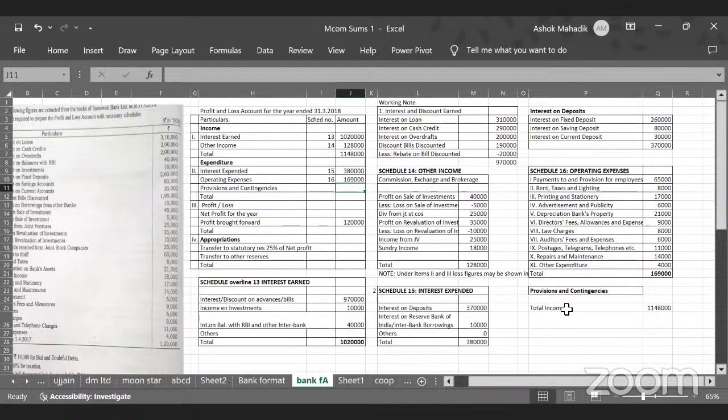So how to get that amount? First, you add all the incomes. I'll write it here. 13 plus 14. You know that this includes schedule number 13 plus 14. Clear? Then less expenses. This will include schedule number 15 plus schedule number 16. Are you getting it? So add those two schedules and give me the amount. 15 and 16, if I add this, 2,74,500. No, sorry, 5,49,000.